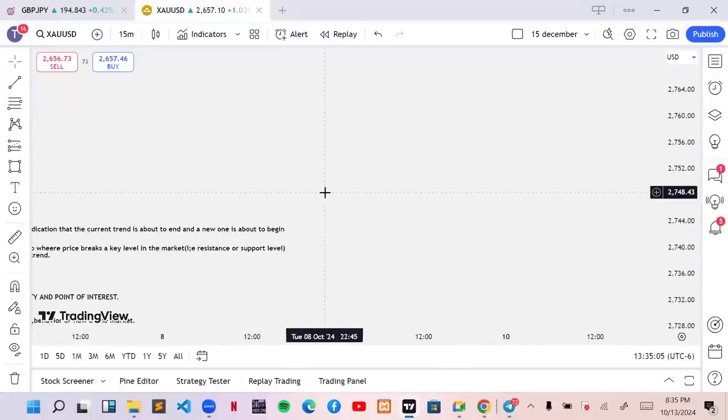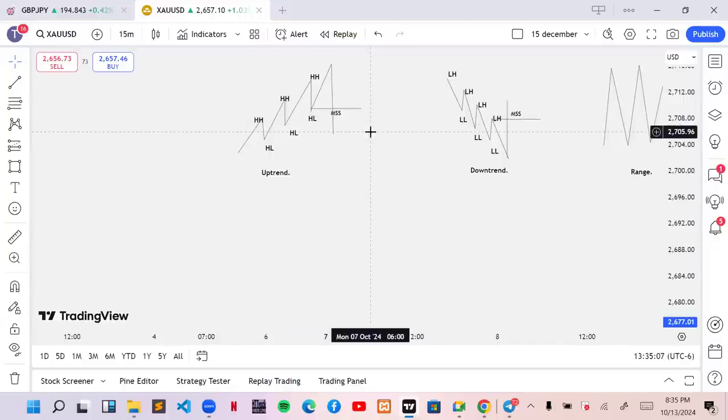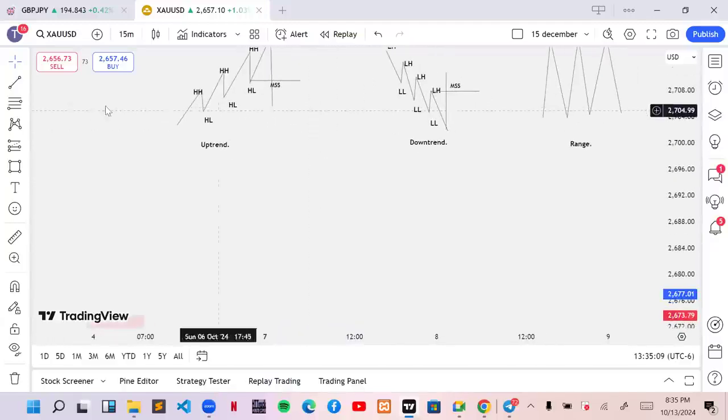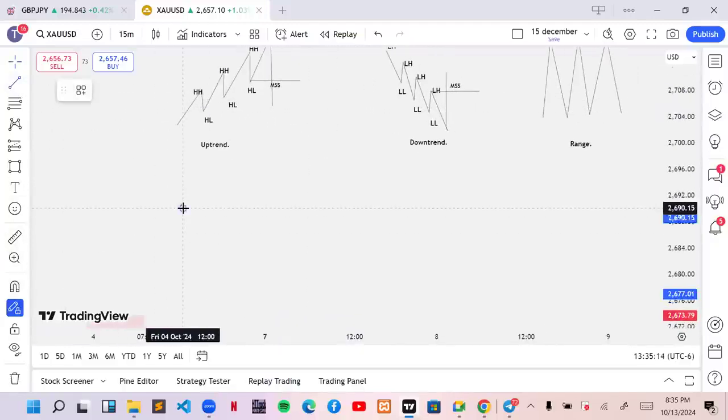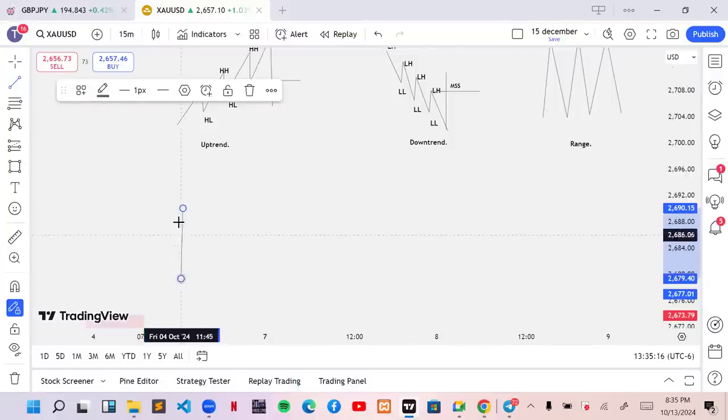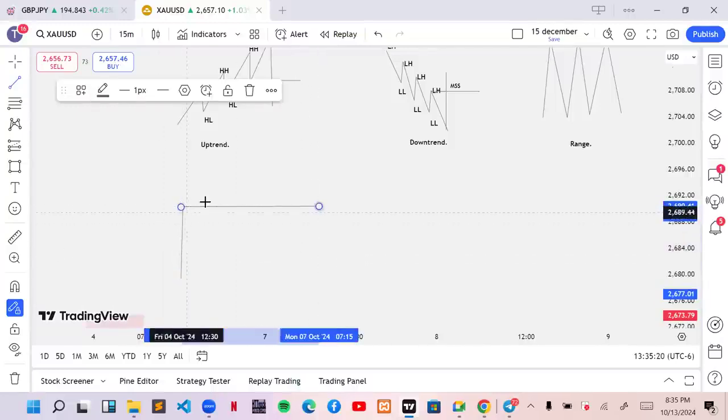So this is what I mean now. I'm giving you an example of a market structure shift. Let me now give you an example of a break of structure. So for break of structure, let's say this is a resistance level in the market. This is a resistance level.